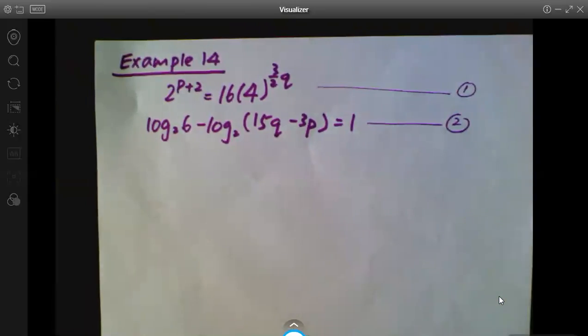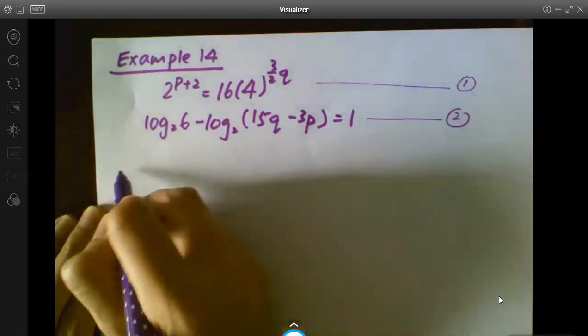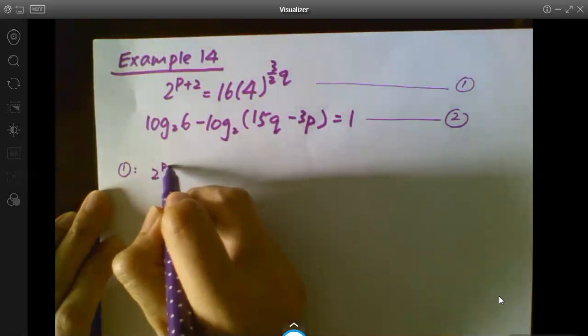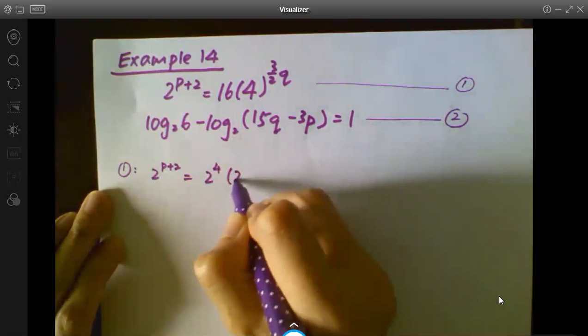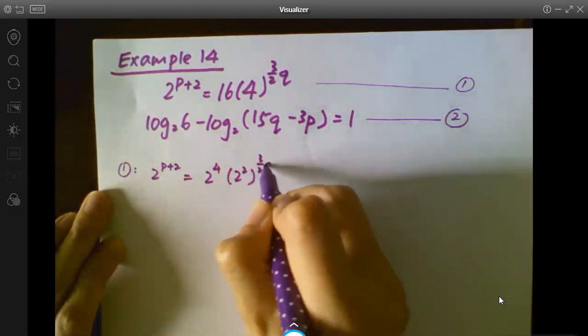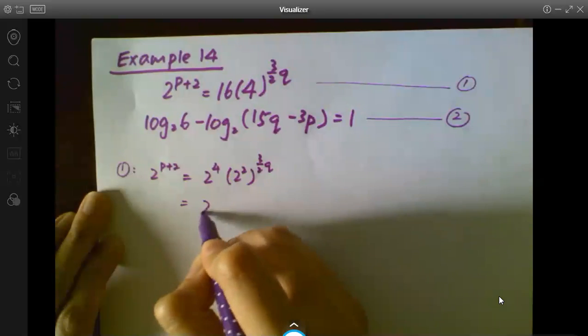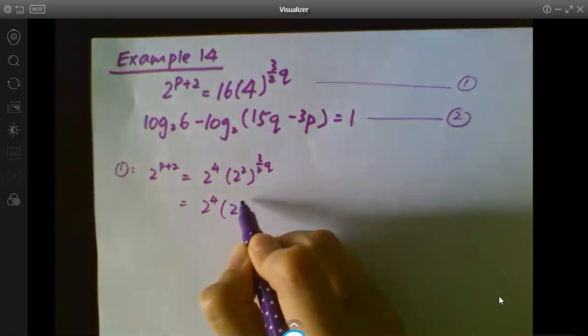Let's work with 1 first. In 1, we have 2, 16, and 4. I think it might be a good idea to change them all to base 2. So 2^(p+2) equals 2^4 times 2^3 over 2^(2q). Okay, let me simplify the right-hand side. 2 to the 4. This will become 3q.